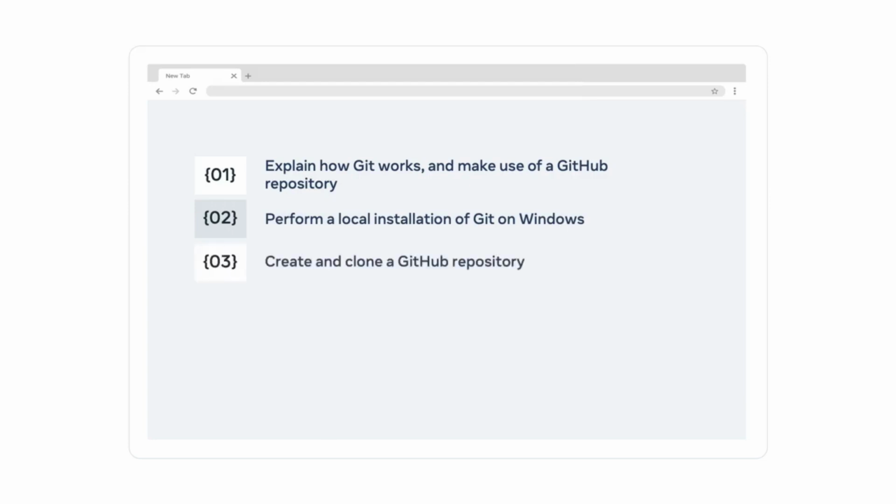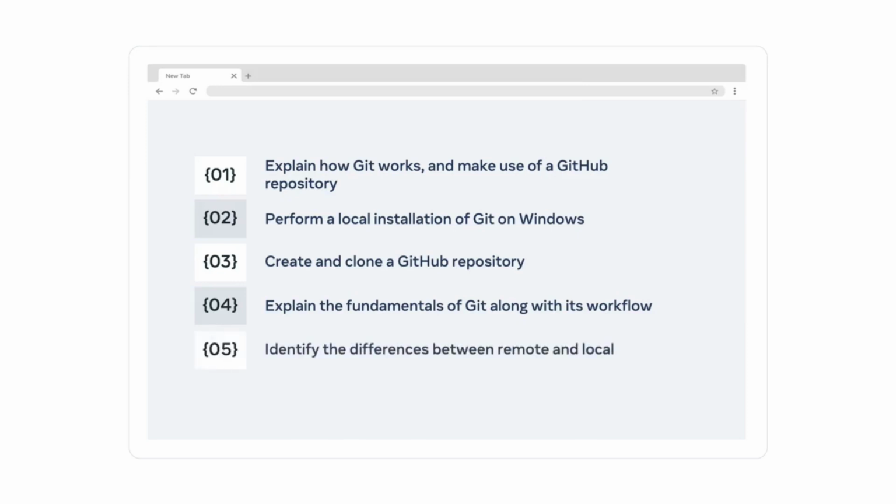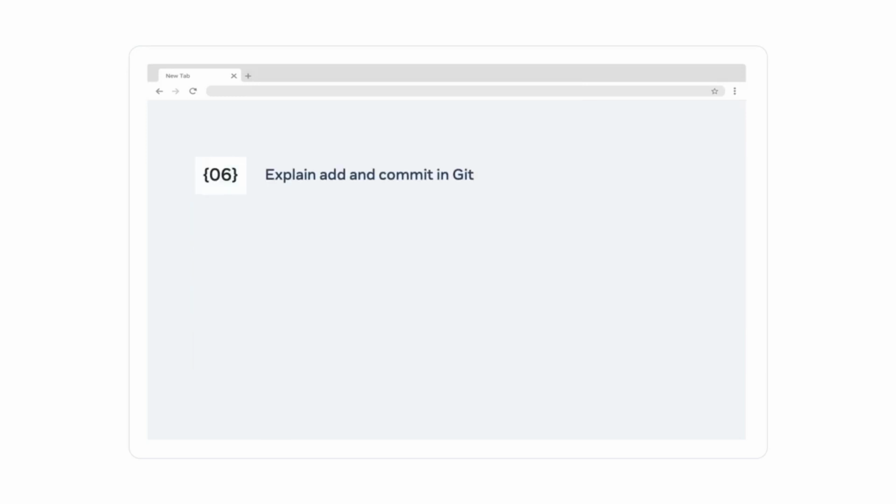Create a new repository in GitHub and clone it to a local machine. Explain the fundamentals of Git and outline the Git workflow. And identify the differences between remote and local repositories in GitHub. Explain what the git add and commit commands do and describe how they work. Push content to remote repositories with git push and retrieve content from remote servers using git pull.